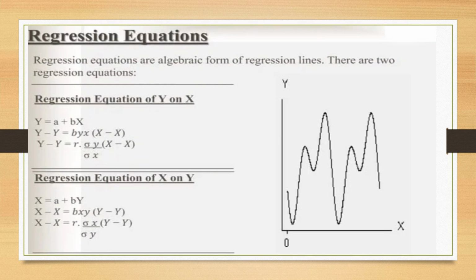The next one is regression equations. The algebraic form of regression lines is known as regression equations. There are two regression equations. Here it can be shown. First is the regression equation of y on x, and the second is x on y.